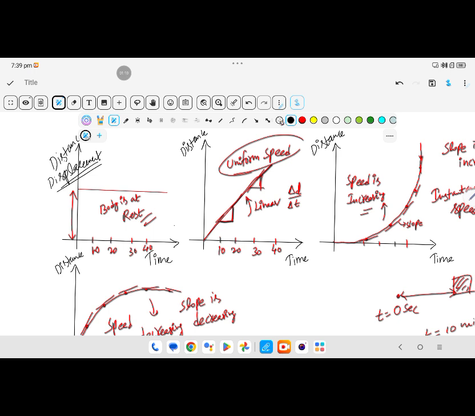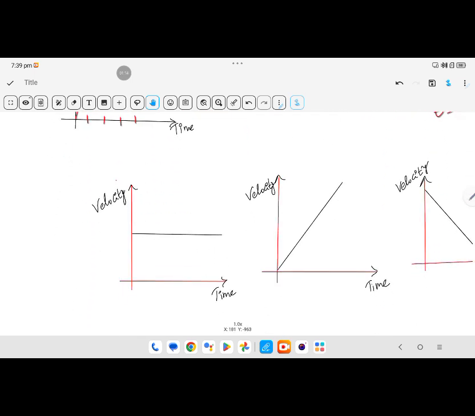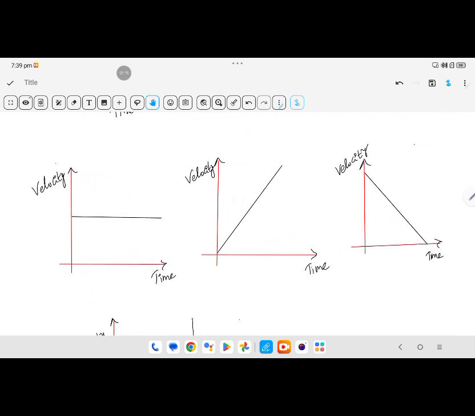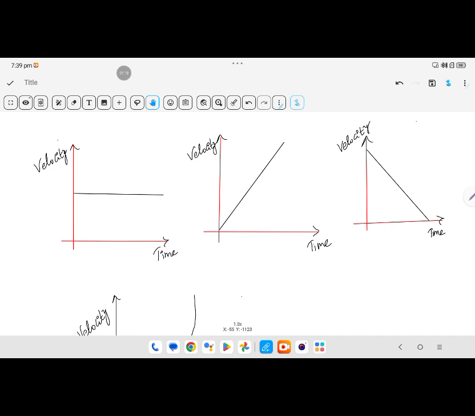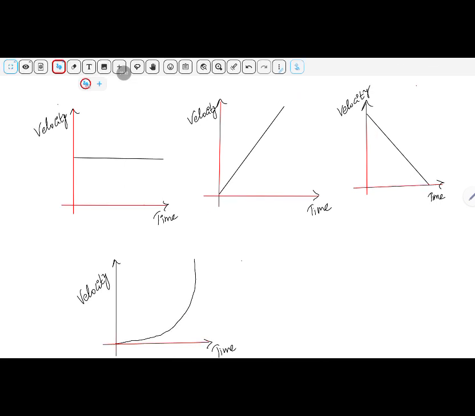Okay, now we will move to the next important set of graphs which are velocity versus time graphs. Okay, so this also gives us some information. Let us see what is the information that we'll get from each and every graph. If you observe the first graph, the graph is a straight line which is parallel to time axis.